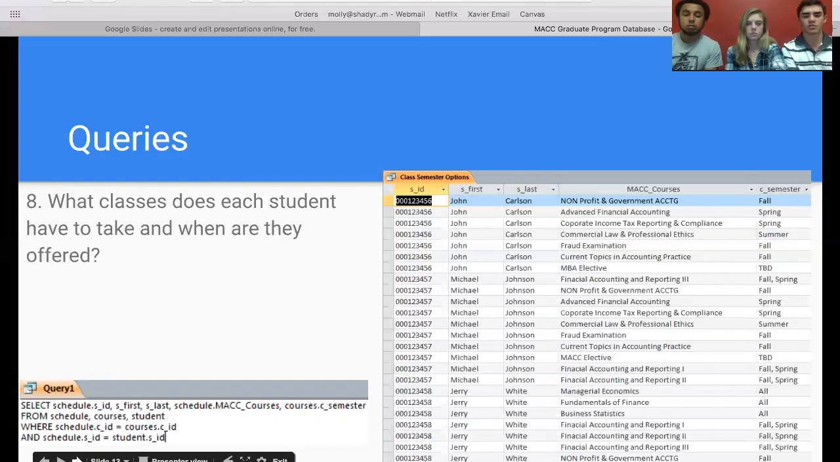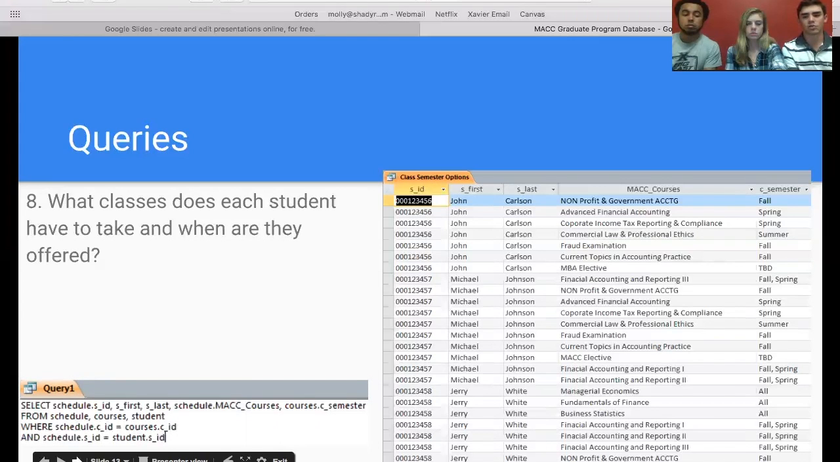We selected the student ID, the first and last name, the name of the course, and the course semester from the schedule, courses, and student tables. We then linked the schedule and courses tables through their CID and the schedule and student tables through the SID. In this case, we are given the student ID, their whole name, the name of the course, and the semester in which the class will be offered.